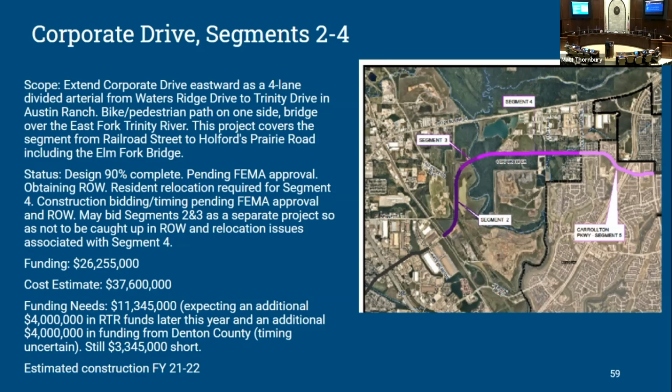This project also has resident relocation on it. There is a rent house on Holford's Prairie Road, as a matter of fact, right in the alignment of the roadway. So that means we will have to purchase the home and relocate those residents. And because of that, I can't give you a solid timeline on construction. What that does to us, we originally envisioned building these 3 segments together, but we may have to separate them out because of the timing.